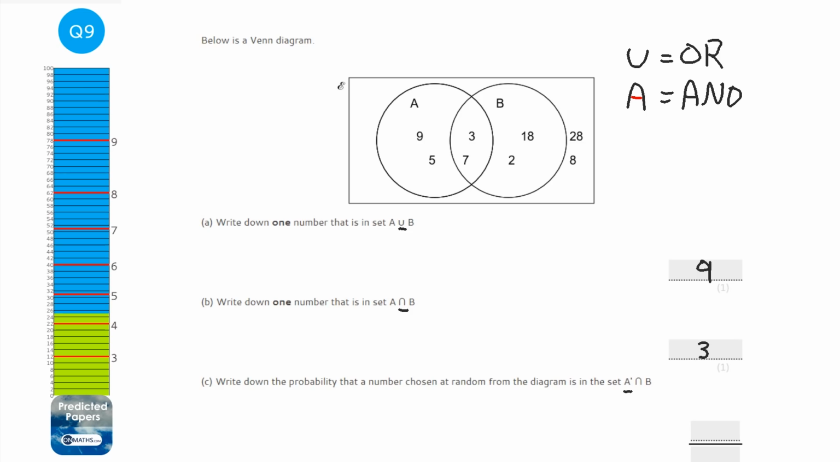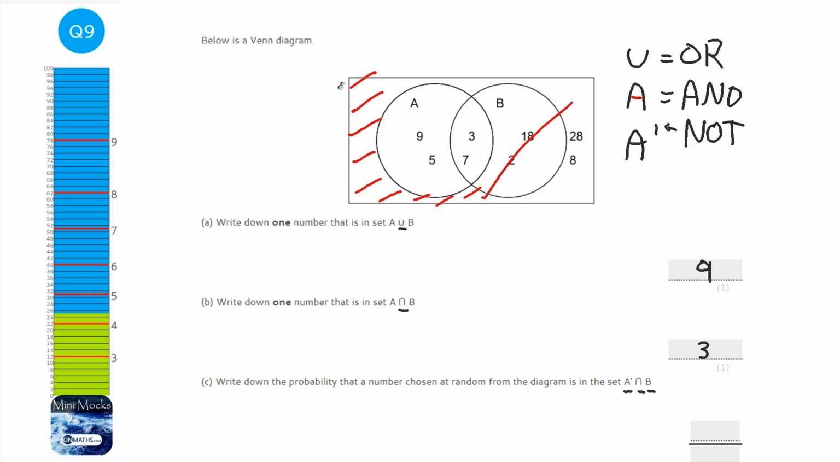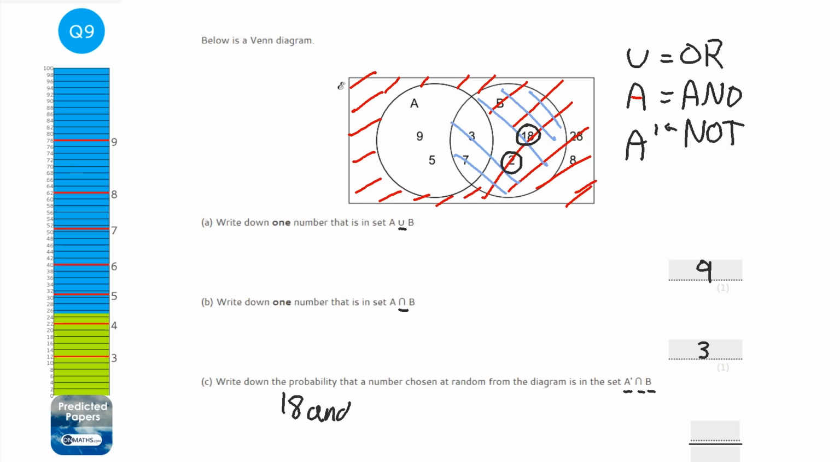Now this little symbol here, it's an A with a dash. That dash there means not. So we're looking for numbers that aren't in A and are in B. Well, let's have a look at where not A is. Well, it's anywhere around here. Anywhere around here is not in A. And let's have a look at where B is. So B is anywhere here. So the numbers that overlap both of those are the 18 and the 2. So it's 18 and 2. So there are two numbers that fit that bill.